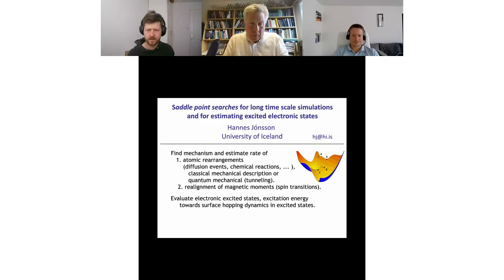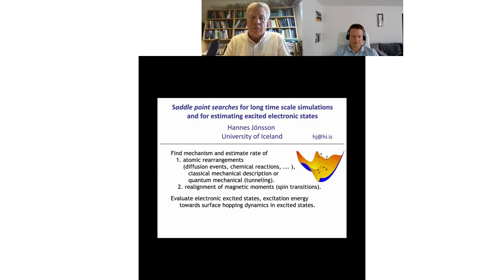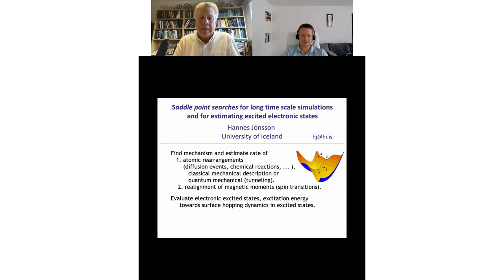Okay, so why find saddle points? Well, this is basically the way we can find mechanism and estimate the rate of atomic rearrangements, like chemical reactions, diffusion events, and things like that. This is typically within a classical description, that is, the atoms are treated as classical particles, but one can also extend this to quantum mechanical description, including tunneling. And then another thing is that one can also apply this to magnetic degrees of freedom.